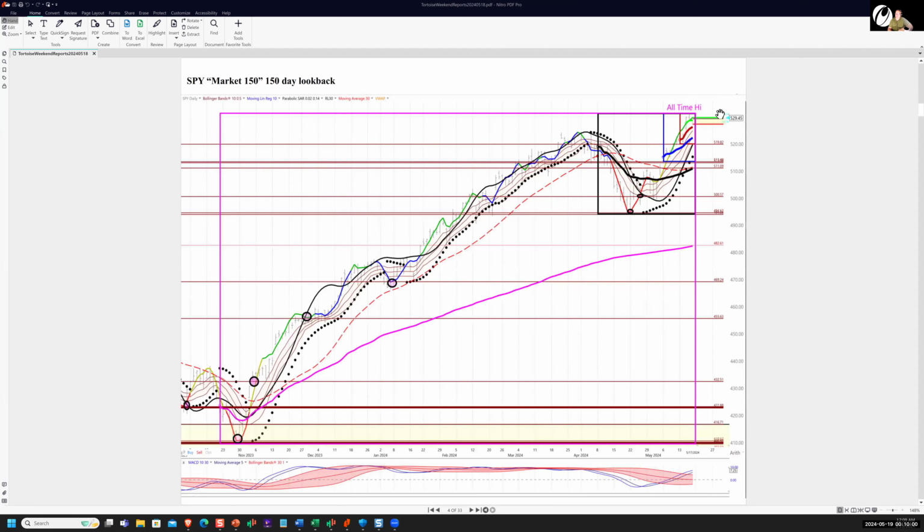150-day look back, pushed to all-time highs today. You can see all of the anchored VWAPs looking good. The 150, the 30, the 10, the 5, and the 3. Everything's looking good.